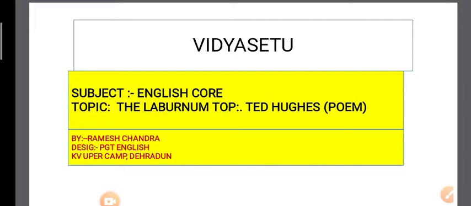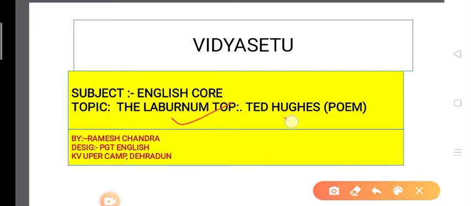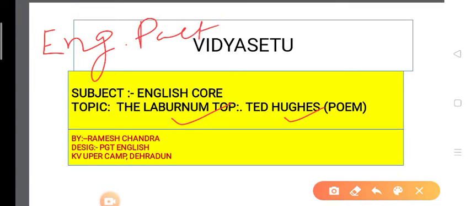Dear students, today I will teach you a poem, The Laburnum Top by Ted Hughes. First, about the poet. Edward James Hughes was an English poet, translator, and children's writer. Critics rank him as one of the best poets of his generation and one of the greatest writers of the 20th century.